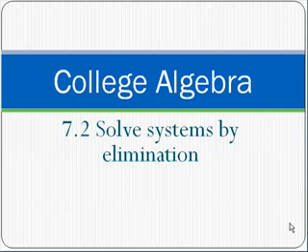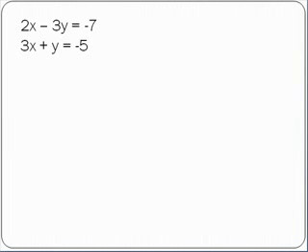So we're going to solve systems of equations by elimination. And you have seen this before. We already did substitution, where you solve one of the equations for one of the variables and substitute it back in. Now we're going to look at elimination. Our goal with elimination is to eliminate one of the variables. So when we look at this, we can either eliminate the x's or the y's.